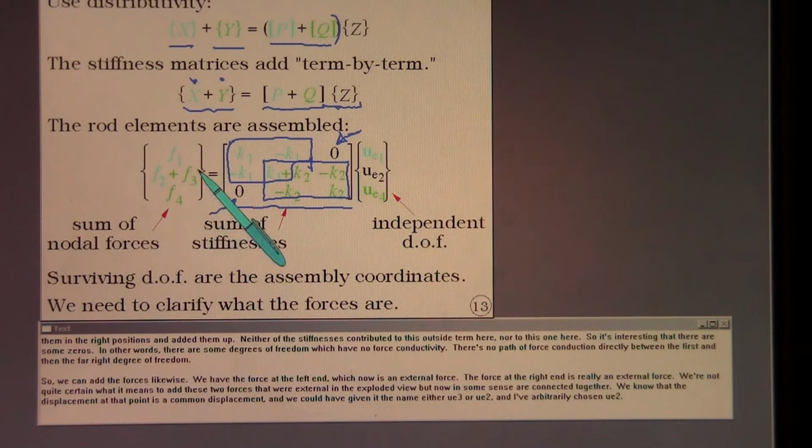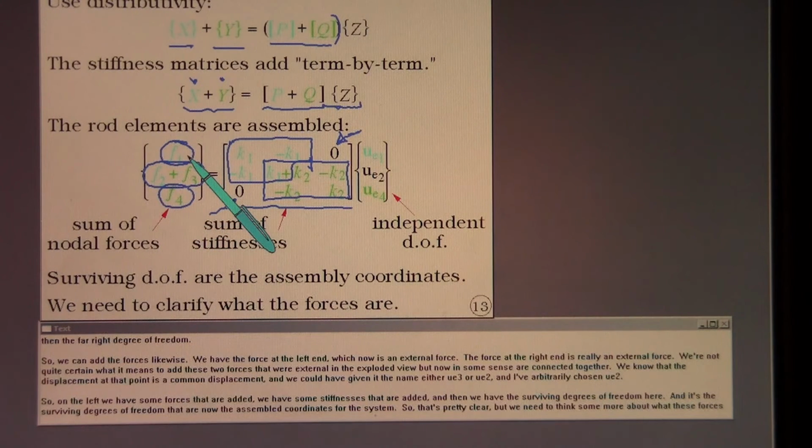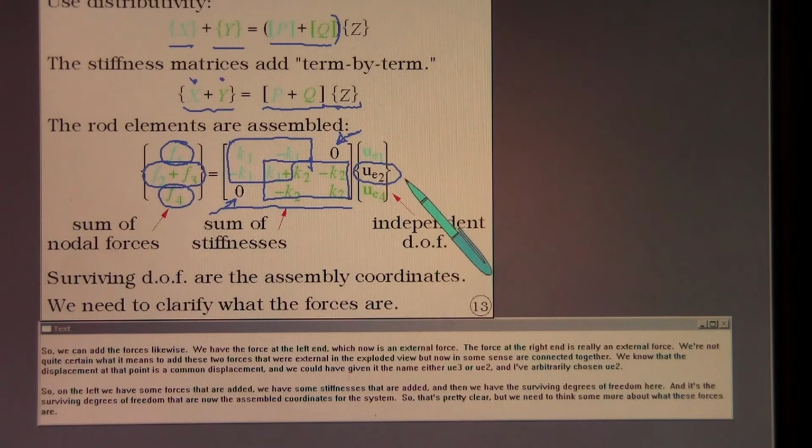So we can add the forces likewise. We have the force at the left end, which now is an external force. The force at the right end is really an external force. We're not quite certain what it means to add these two forces that were external in the exploded view, but now in some sense are connected together. We know that the displacement at that point is a common displacement, and we could have given it the name either UE3 or UE2, and I've arbitrarily chosen UE2.